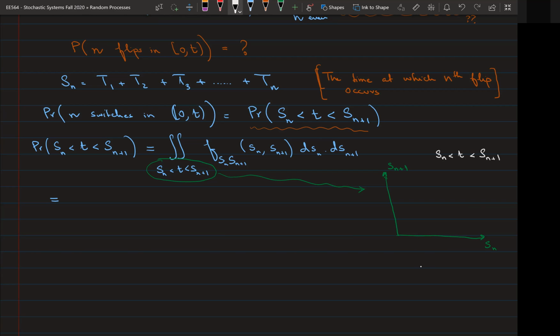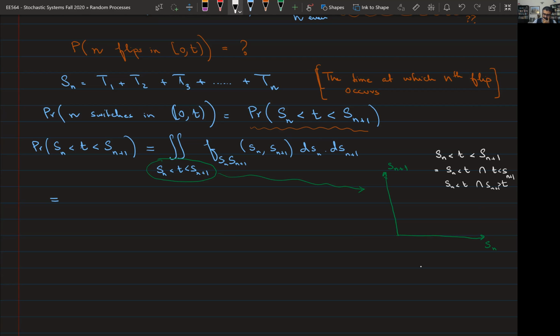So once again, you're all missing the point here. Right? So this is equal to what? Sn is less than t, intersection with t is less than Sn plus 1. So this is actually an intersection of two events, right? That Sn has to be less than t and t has to be less than Sn plus 1, which basically means here Sn has to be less than t and Sn plus 1 has to be greater than t. Now tell me what I'm integrating over.